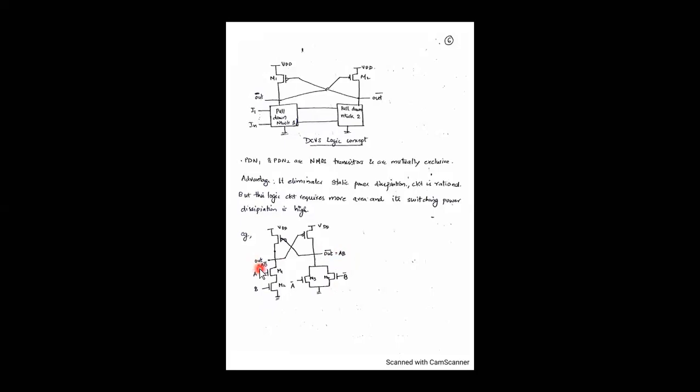So A dot B whole bar and A dot B are the combinations of output and output bar respectively. That is how you design a differential cascode voltage switch logic. And when you provide a clock to this DCVS, we get another circuit, differential current switch logic. Thank you.